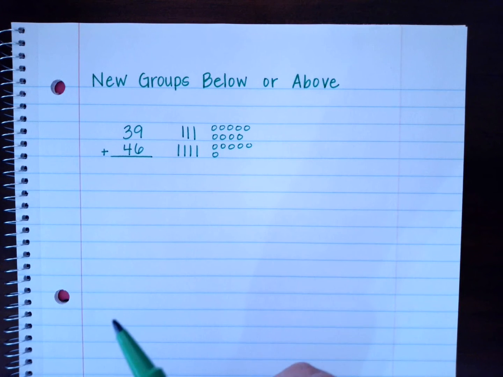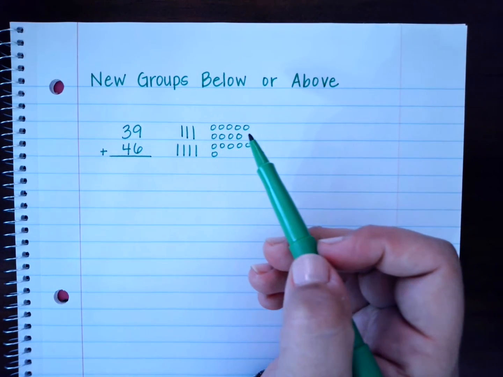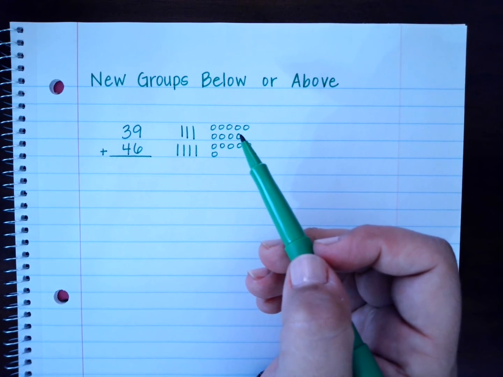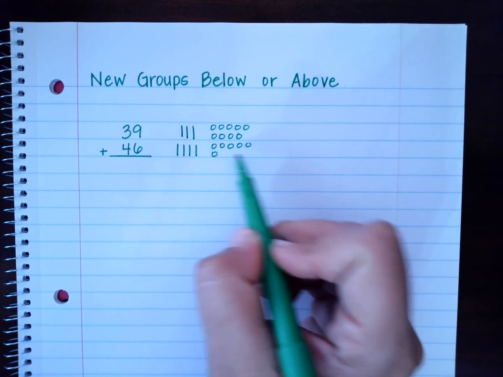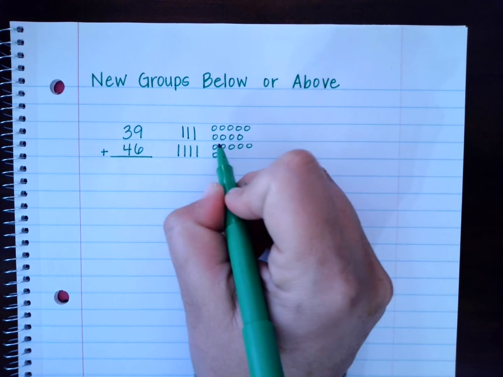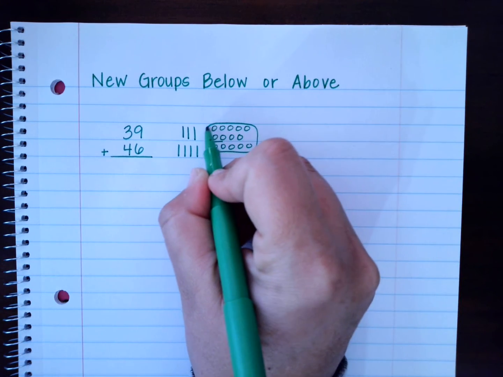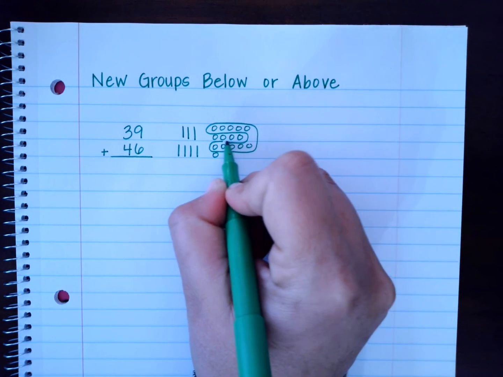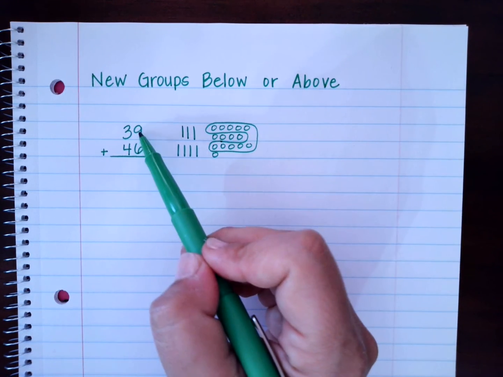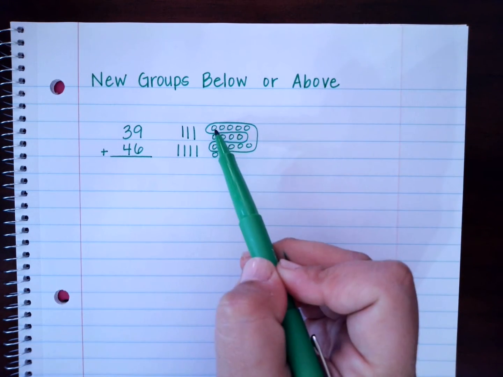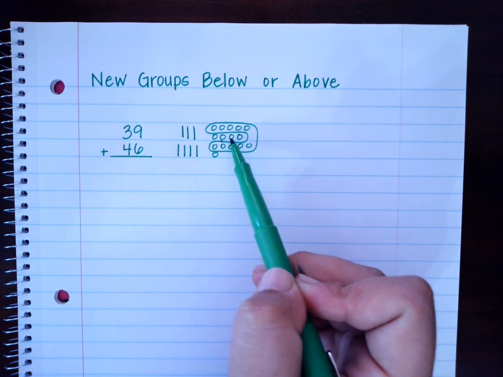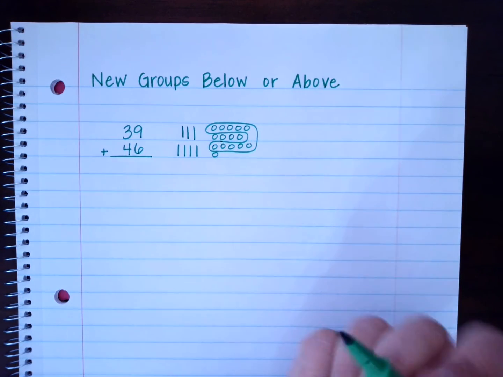So the first thing I'm going to do is I'm going to add my ones. I'm going to start on the right and add my ones. So think back to your drawing method, and you're going to combine your ones. So I see right here, I see two groups of 5. So I know that when I add 9 plus 6, I'm going to get 10, 11, 12, 13, 14, 15. So I get 15.